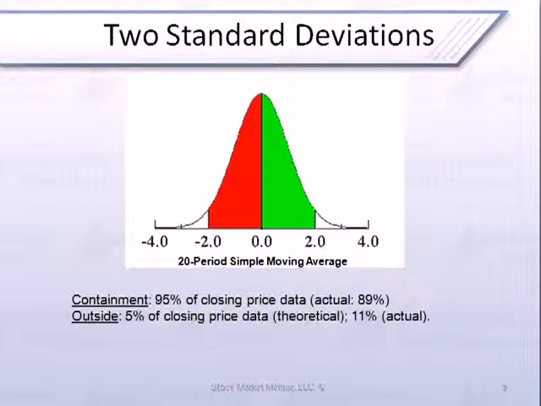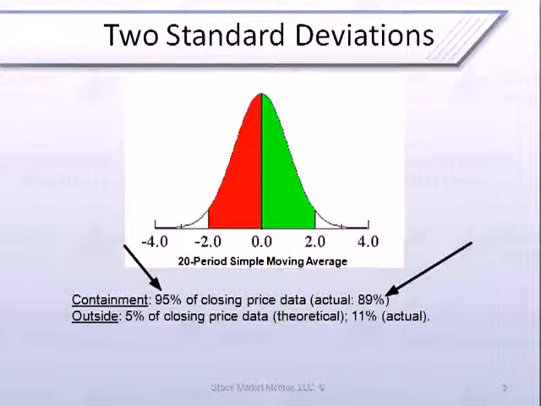Two standard deviations, that's the normal. Statistically, they're supposed to contain 95% of the closing data. Actually, and this is a study done by John Bollinger, they contain about 90%. So on a two standard deviation setting for Bollinger Bands, about 90% of all the closes are going to be inside the bands.